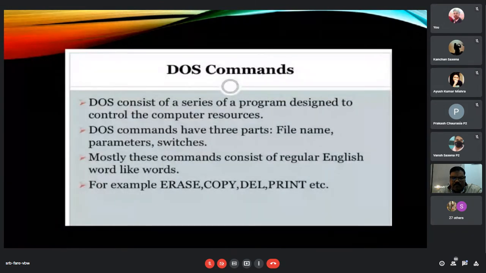DOS commands. DOS consists of a series of programs designed to control the computer's resources. DOS commands have three parts: file name, parameters, switch. Most of these commands consist of regular English words, for example, erase, copy, del, print, etc.